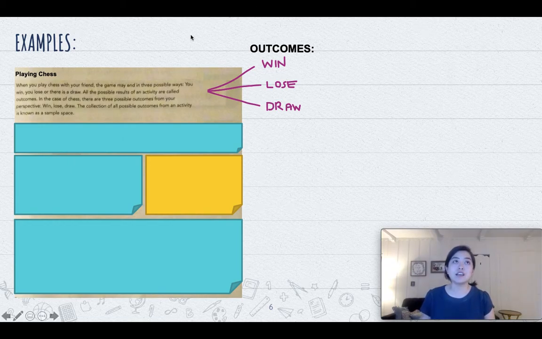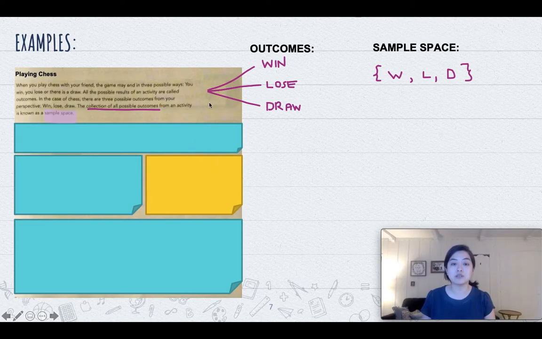So let's say we're playing a game of chess. Now, when we play chess, there's three possible outcomes at the end of the game, right? We could either win, lose, or we can draw, it being even, I guess. And it says that the collection of possible outcomes from an activity is called the sample space. So the sample space, I'm writing it in this bracket here, okay? And I'm writing W for win, comma, L for lose, comma, and D for draw.